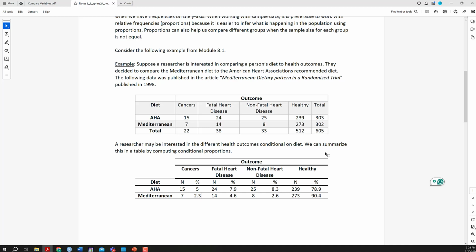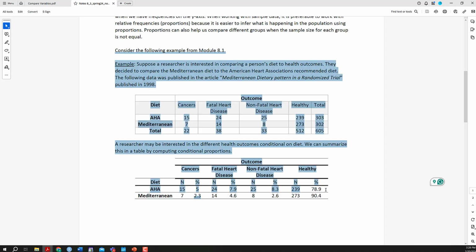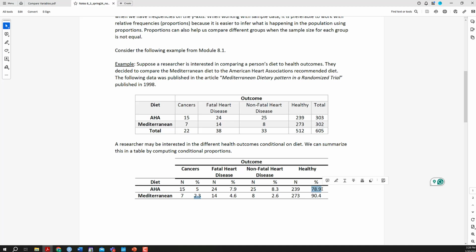So a couple things to notice here. Since we are conditioning on diet, if we were to add up the percentages of the outcomes for each of the diets, this would add to 100%. And the same thing would be true for the Mediterranean diet. If we add up all of these percentages, they add up to 100%. Because again, to calculate these, we've conditioned on diet and looked at the percentage of the outcomes for each of the diets.